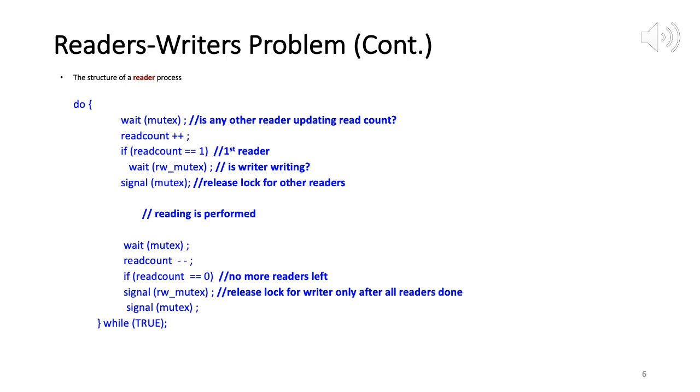But in a nutshell, this is what the code is. Before modifying the read count shared variable, the mutex lock has to be acquired, once to increase read count, once to reduce read count. And also the read-write mutex has to be acquired by the reader, acquired by the first reader and released by the last reader.